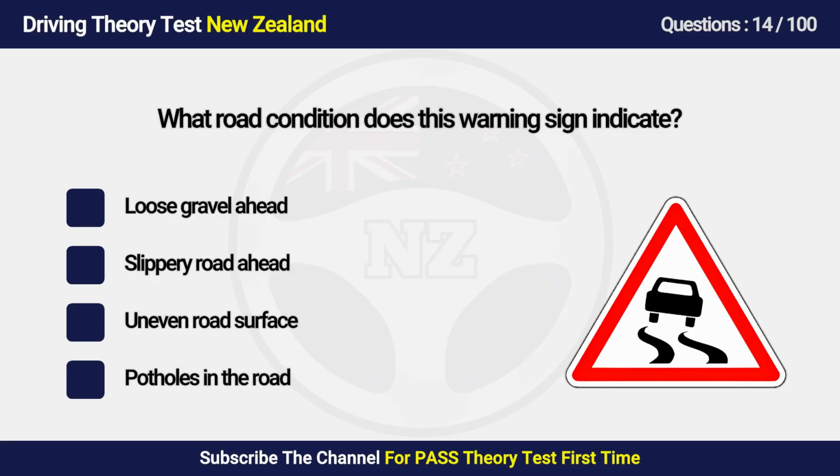A. Loose gravel ahead. B. Slippery road ahead. C. Uneven road surface. D. In the road.